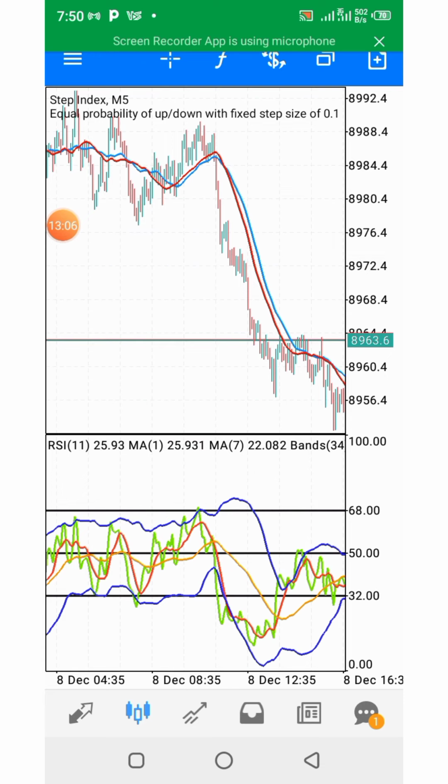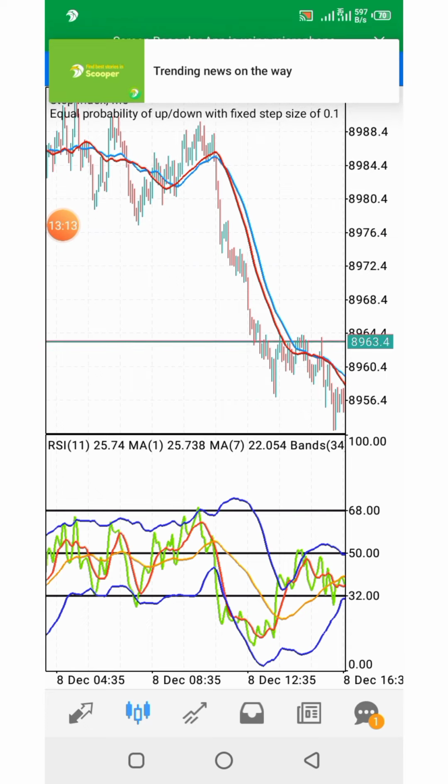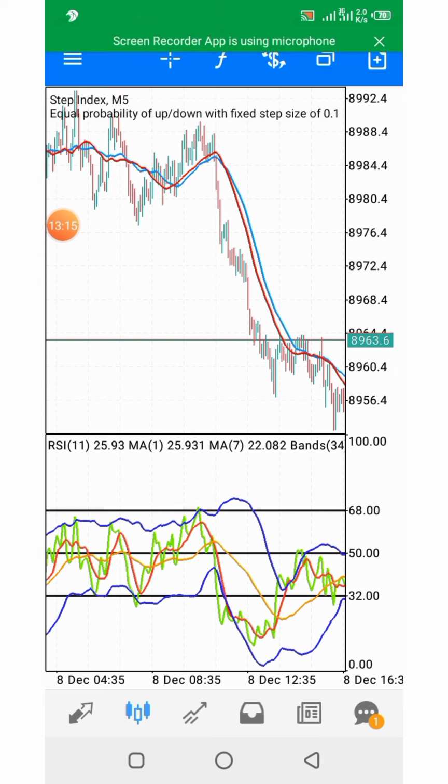These two blue are your Bollinger Band, and these two blue now serve as your support and resistance level in your RSI. Now what do you do? You wait until this green touches the blue Bollinger Bands, and then crosses this first indicator. This is the first indicator, the green indicator.